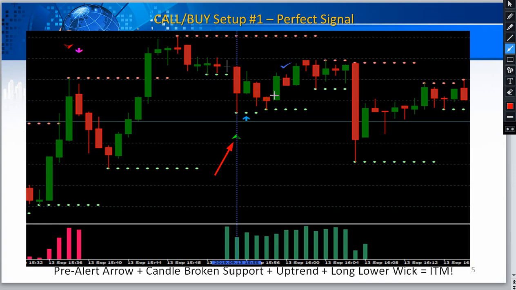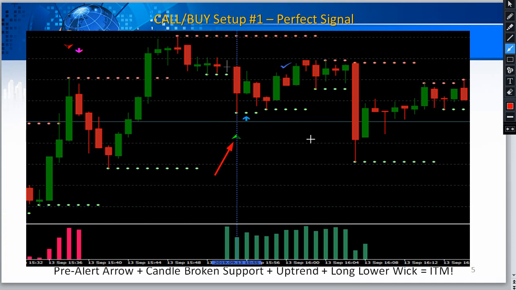1, 2, 3, 4, 5, and that's an ITM signal. That's a winning signal. So you can see I've indicated down here that we have a pre-alert arrow here. We have the candle broken support. This candle broke that level. Then we have an uptrend by the histogram. There's a lower wick, meaning lower prices were rejected, and of course in most cases that will give you an ITM. This is what I call a perfect signal, where everything is agreeing.